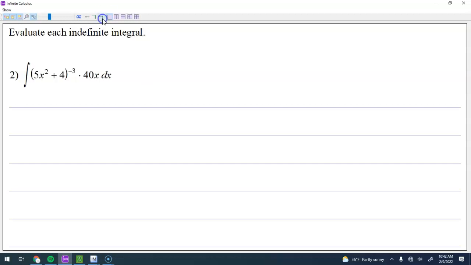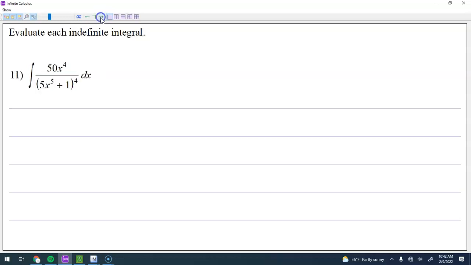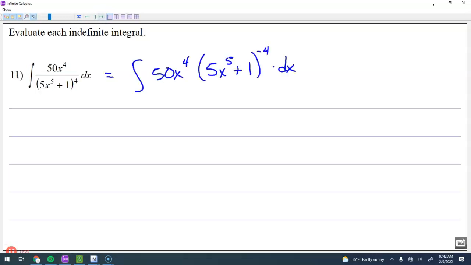Alright, so if I'm doing the second method here, you are going to assign u equal to the little guy. So I still need to figure out what the little guy is. The little guy is this 5x to the fifth plus 1. So I'm going to say u equals 5x to the fifth plus 1. This is called u substitution.